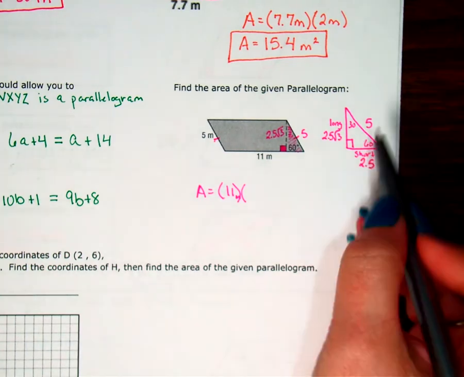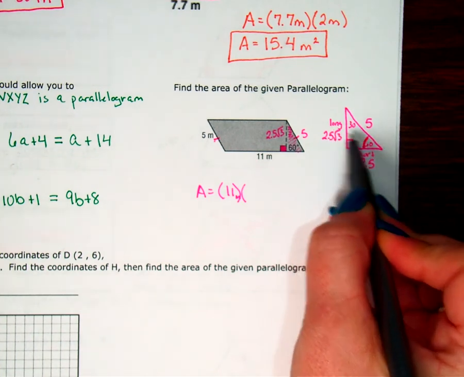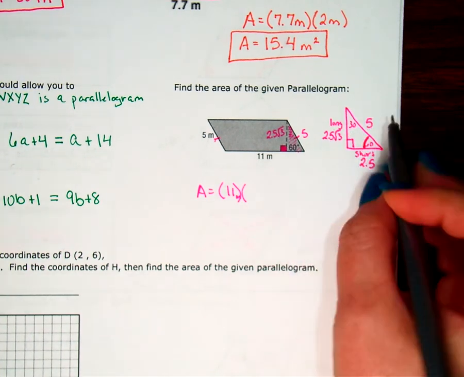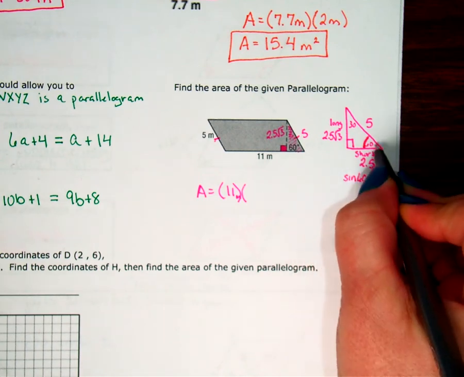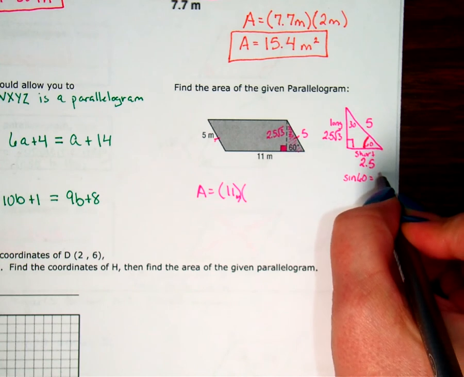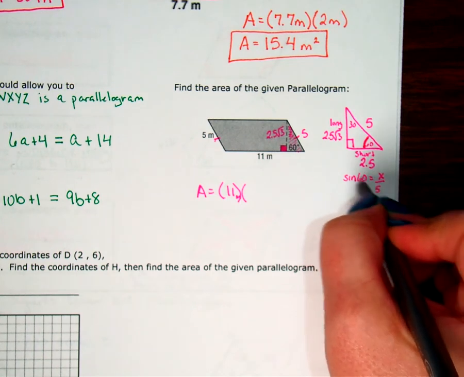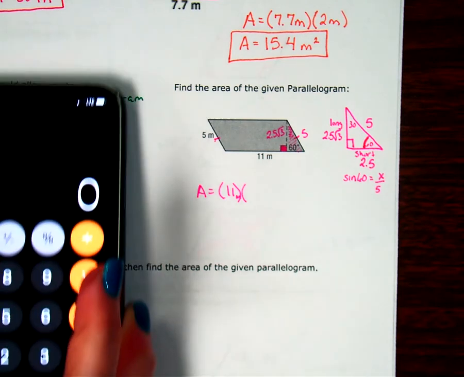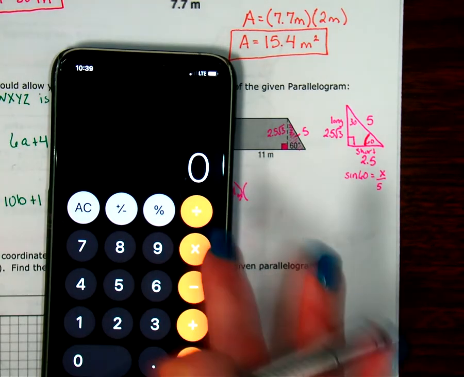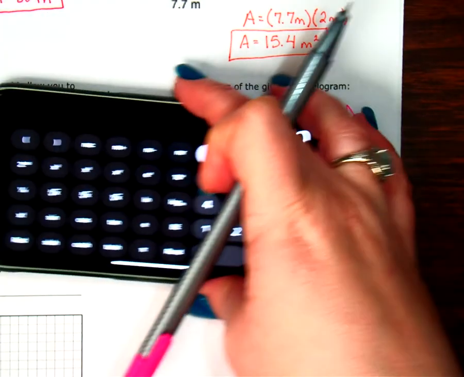I could have used trig. I could have said I know this angle here is 60. So this is opposite and hypotenuse. So I could have done sine of 60 equals the opposite, that's what I'm trying to find, my height, over the hypotenuse, and I could have multiplied here and done 5 times the sine of 60. Now, if I try to do that in my calculator, I need to make sure I'm in degrees.